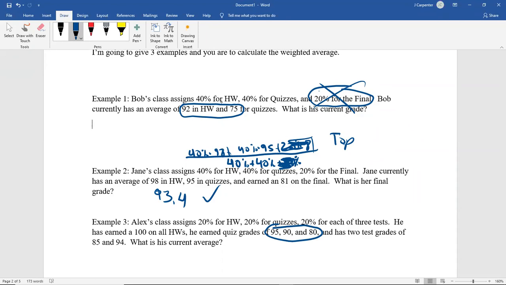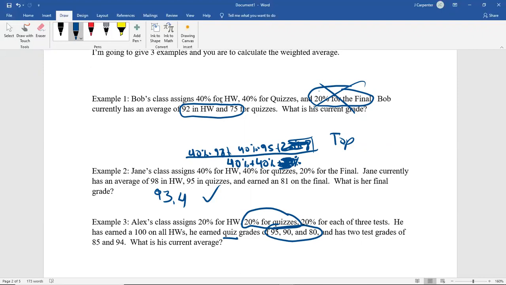And then I put the weight at the bottom, like you said. So the 95, 90, and 80 were all quiz grades. Quiz grades are all lumped into this category. So you're not actually supposed to be using the homework percent for that and the test percents for that.